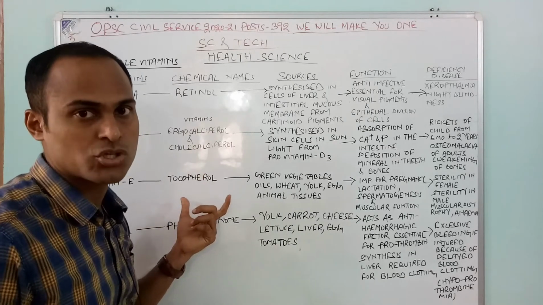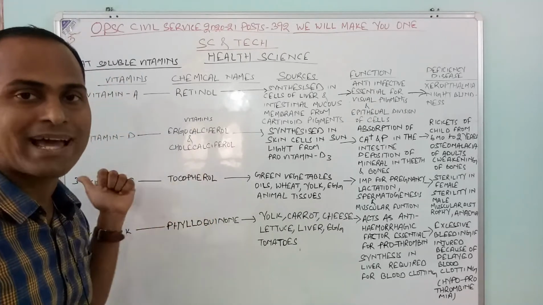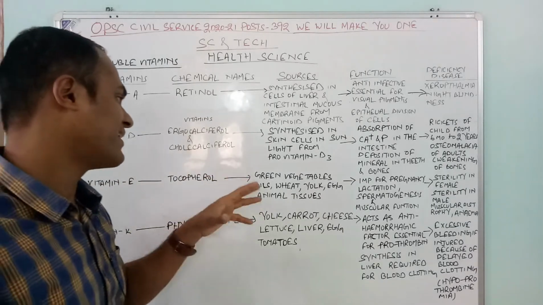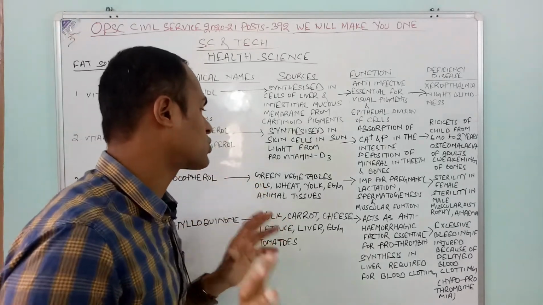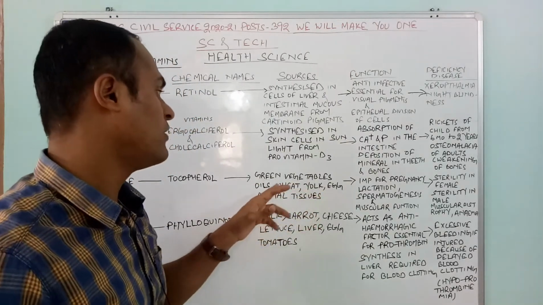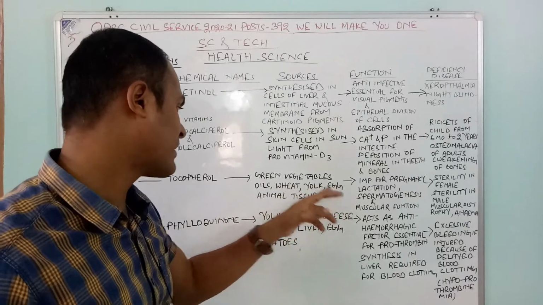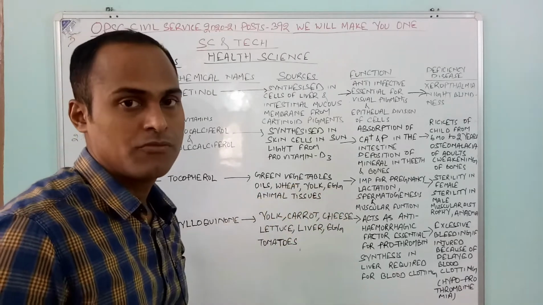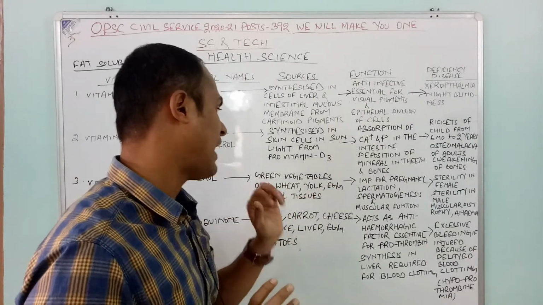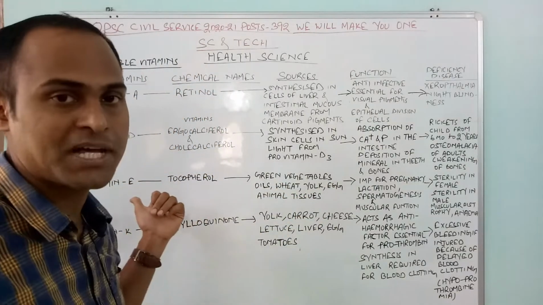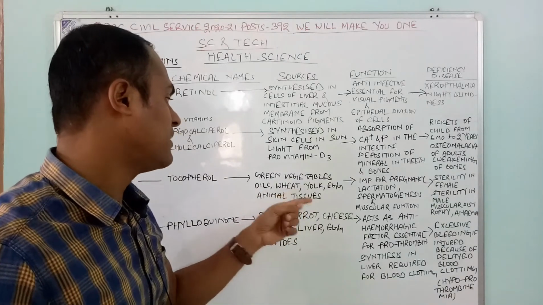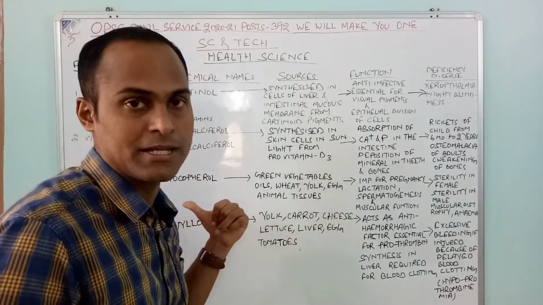So if somebody asks you what is tocopherol, you have to directly remember it is vitamin E. Then what are the sources of vitamin E? Green vegetables, oil, wheat, egg yolk, animal tissues. Whenever they ask you about what is there in the egg yolk, you can say vitamin E. Animal tissues also have vitamin E.